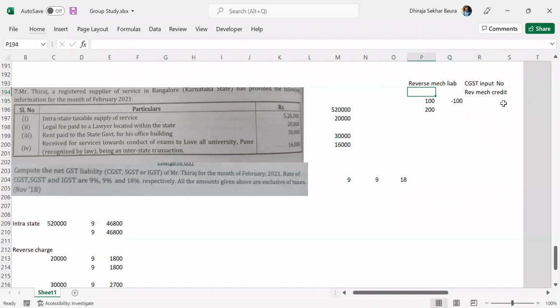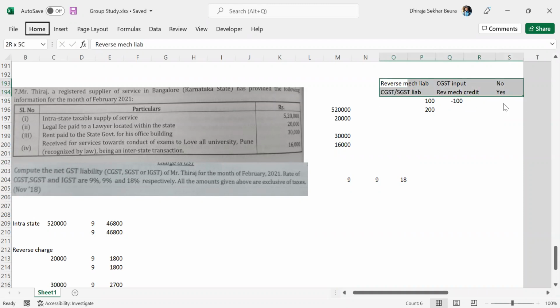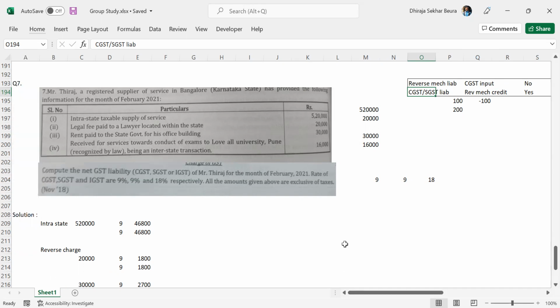You have some other liability, be it CGST or SGST. This is a yes, you can adjust. Are you getting my point? Reverse mechanism liability to CGST input is not possible, but reverse mechanism credit to CGST or SGST liability is possible. The moment you make the payment under the reverse mechanism, that becomes a credit for you, which you can utilize against other liabilities. Now that that is clear, let's quickly move to the question and try to finish this in 5 minutes. It's already late.